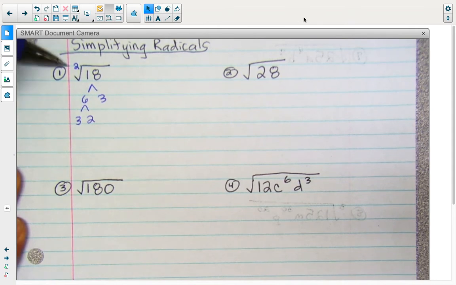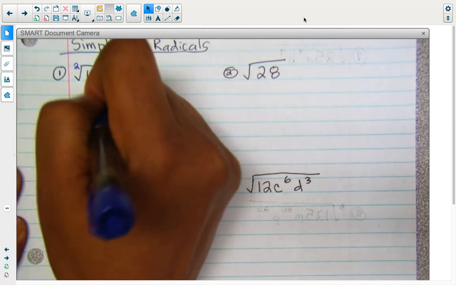Whatever your index is tells you what groups you're looking for. In this case, my index is 2, so I'm looking for 2 of the same number. If my index was 3, I'd be looking for 3 of the same number. If my index was 4, I'd be looking for 4 of the same number, and so on. But in this case, I'm looking for 2 of the same number. So I see 2 3s.